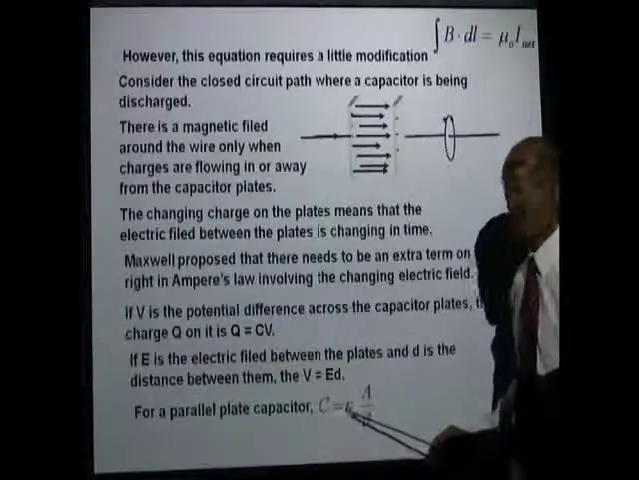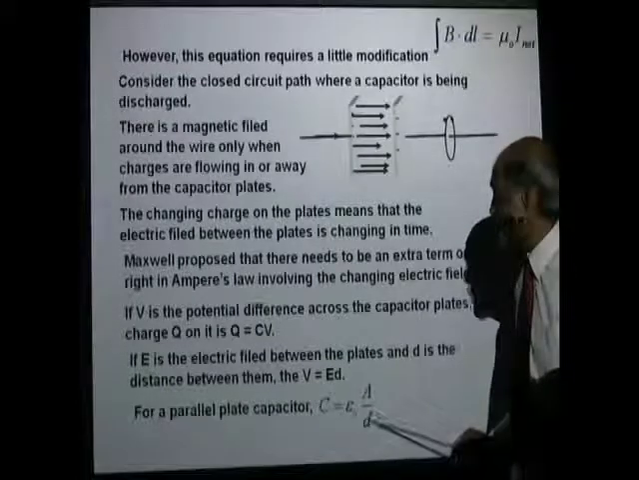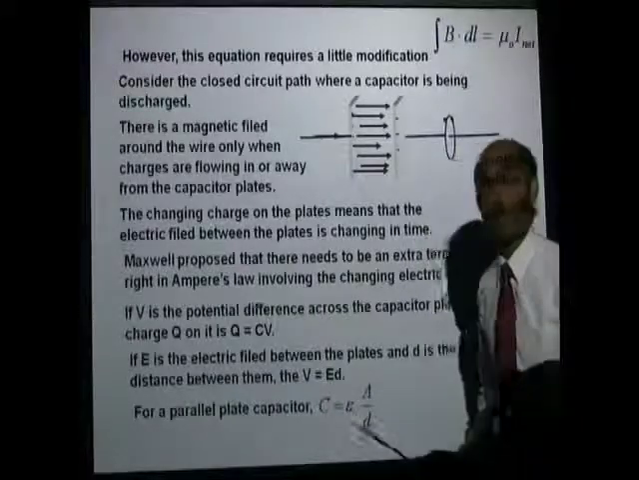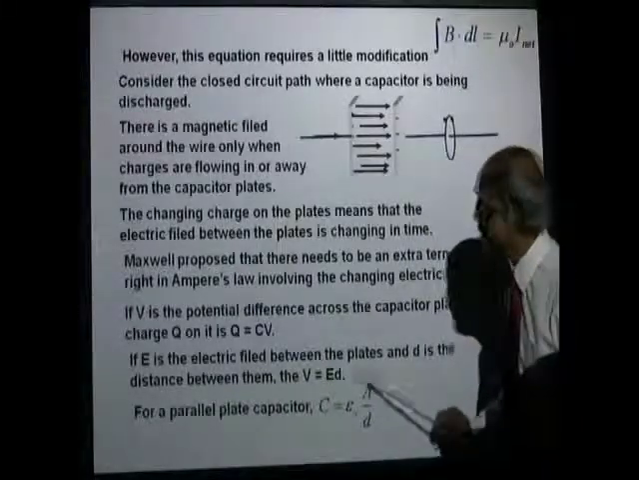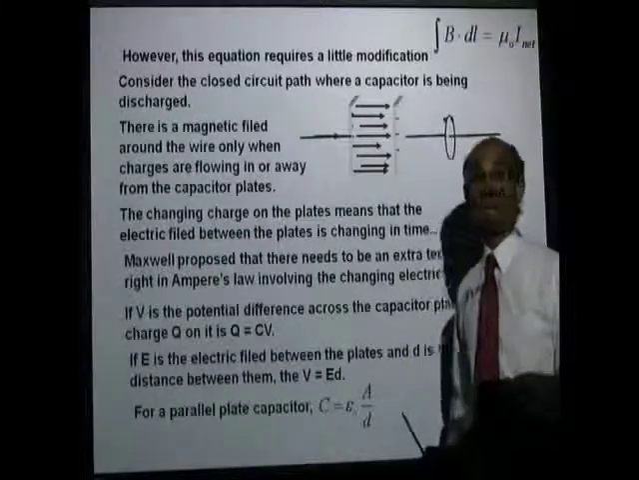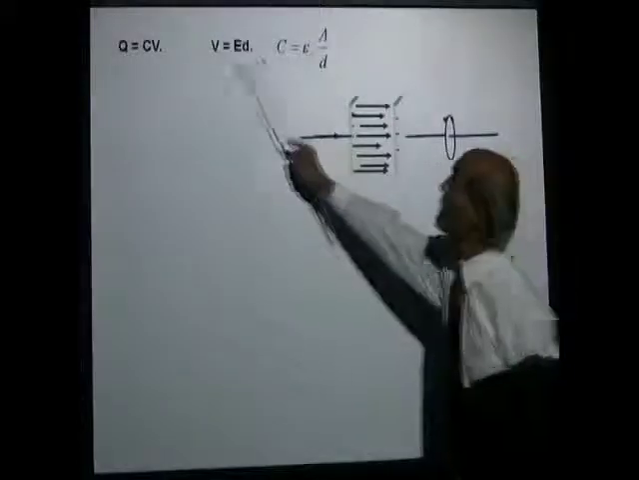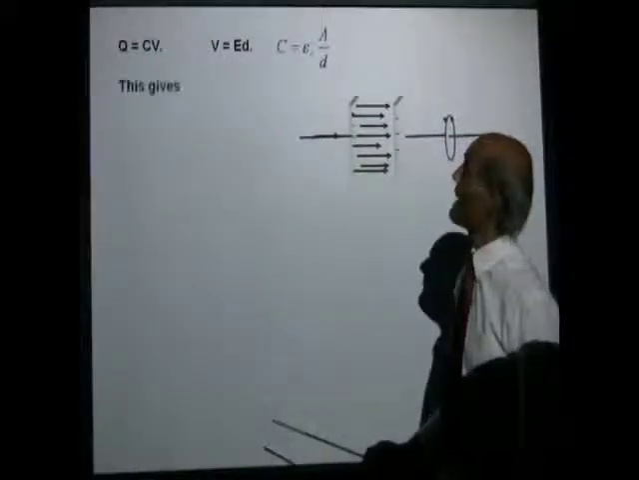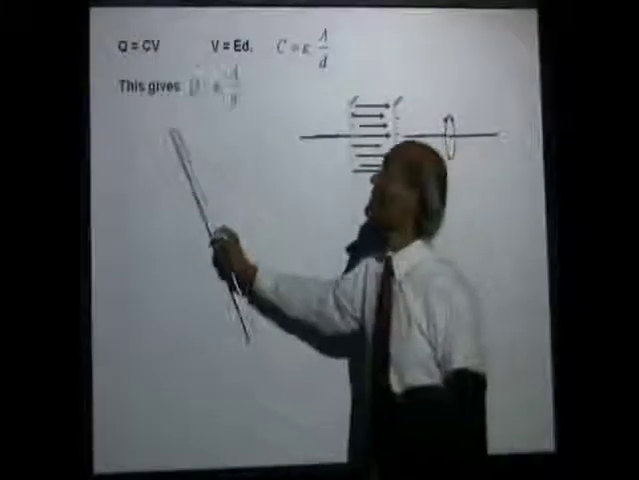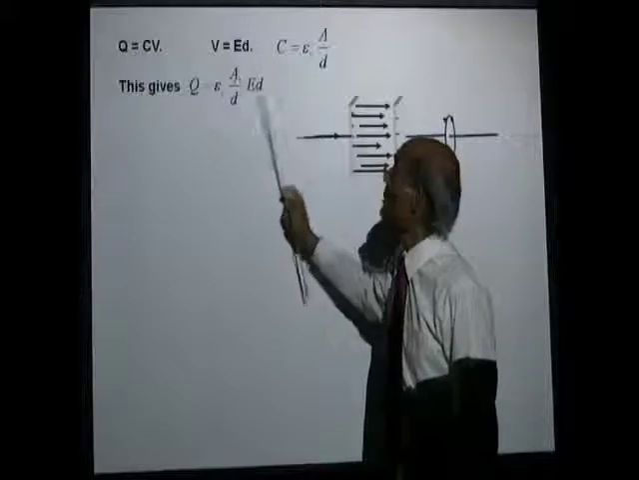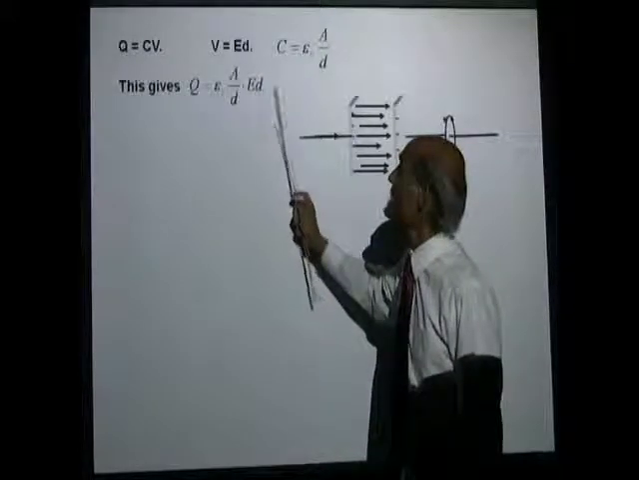Its capacitance is epsilon naught A over D, where of course epsilon naught is the permittivity of free space, A is the area of the capacitor plates, and D is the plate separation. And now all these things we discussed, those three equations, I have brought it back with me. And now this gives Q equal to epsilon naught A over D times ED.